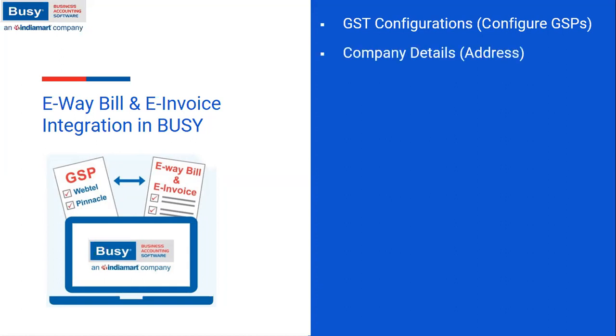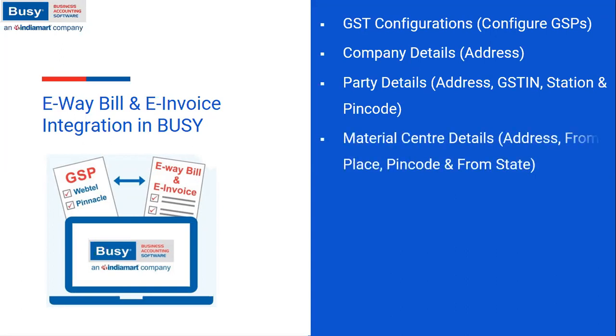Second is company detail address. So you have to specify the company address detail in company. After that, you have to specify the correct party details like address, GST, station, and PIN code. These all details you have to fill properly in party account. After that, go to Material Center Master and specify correct address from place, PIN code, from state. These details you have to fill properly.